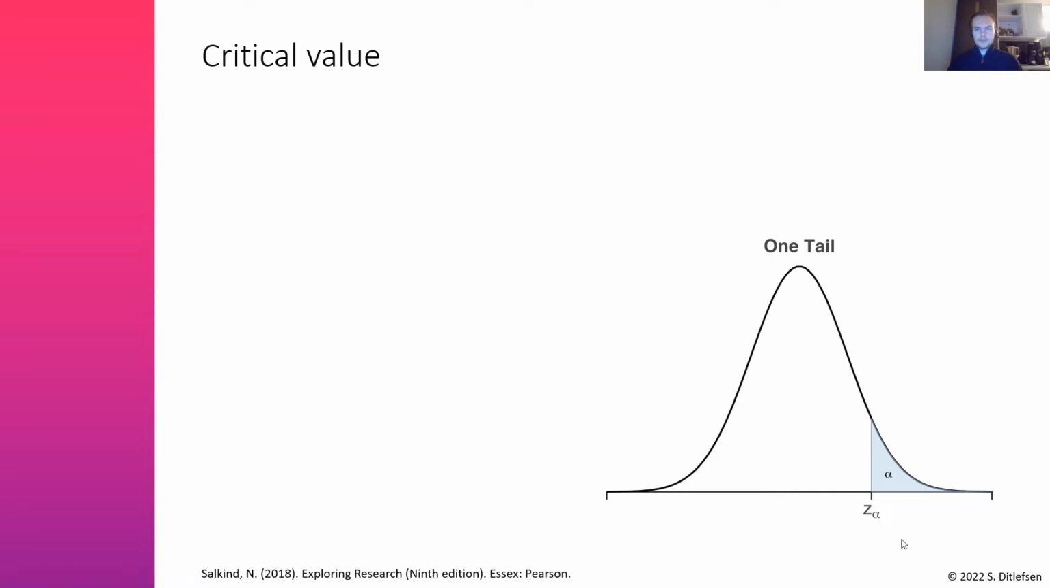Critical value. Here we have a normal curve, and this should be somewhat familiar. It's just how we are looking at how the numbers are spread on an axis. We have here alpha, and we have set alpha. And set alpha is the critical value. How much can the data go this way before we need to discard it?